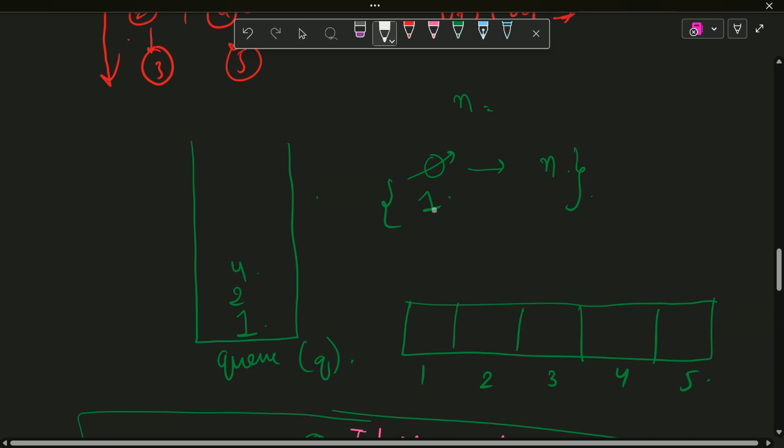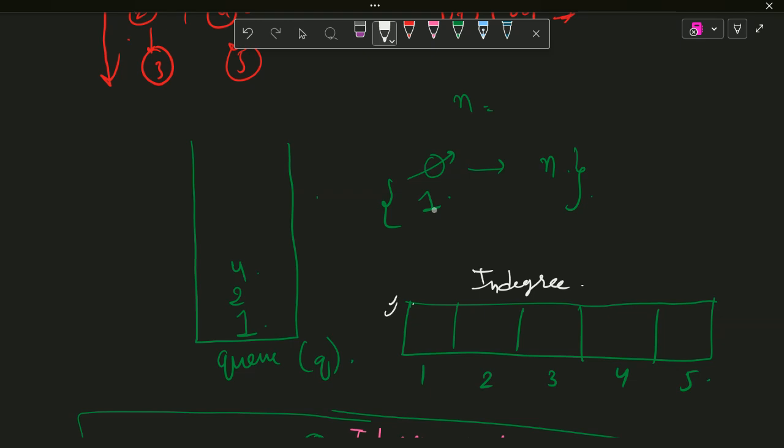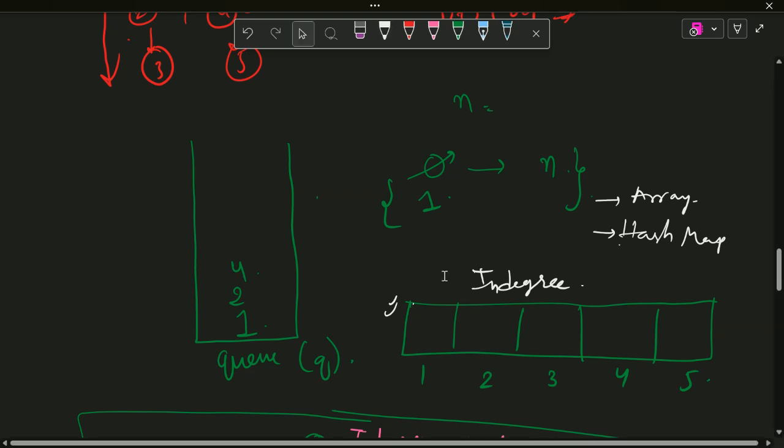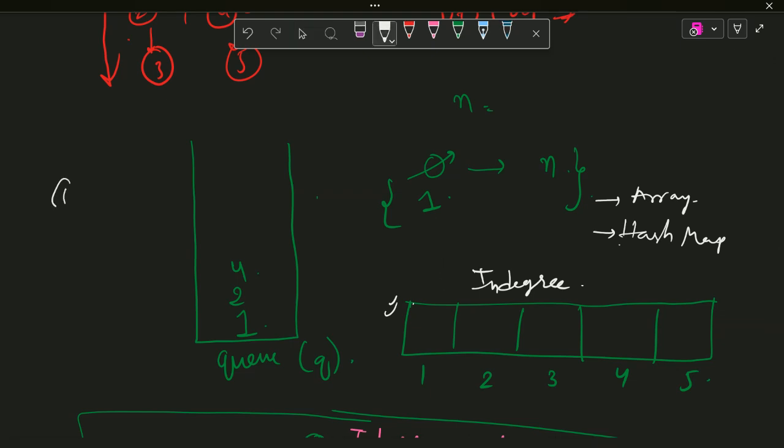Similarly, initially we calculate the in-degrees, in the in-degree array. We can keep track using an array or a hash map. Here we are using an array. Let's see in the problem statement how it will be solved. Suppose the example is 1, 2, 3, 4, 5. Topological sort is possible only when it is a directed acyclic graph, that is, it is not forming a cycle.